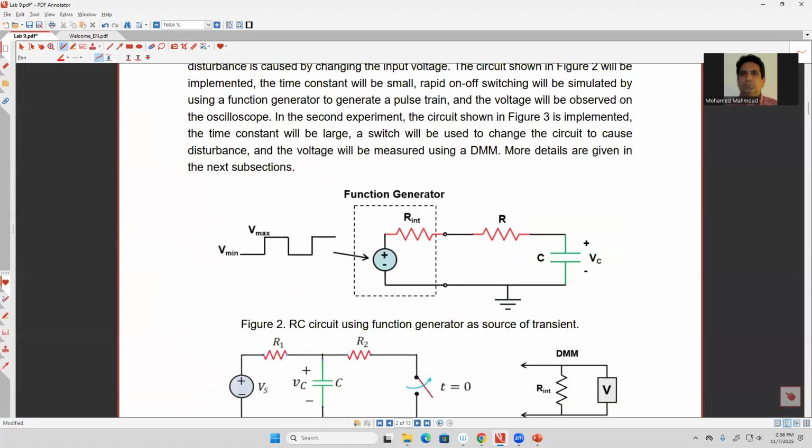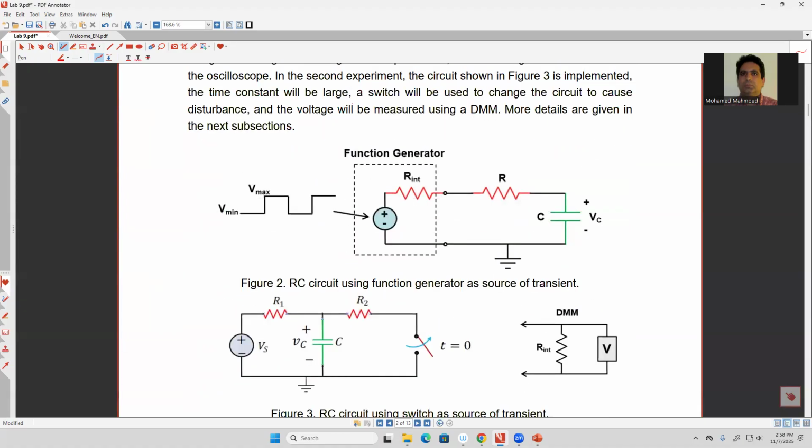So here in this lab, you are going to connect these two circuits. The difference between the two circuits is the way we are going to make a disturbance, or make the transient. In the first one, we are going to use a square wave like this one, so the disturbance happens by changing the voltage. We're going to use 0 volt and 4 volt. When the supply is 4 volt, it's going to take some time until the capacitor becomes 4 volt. And then once we make a transition from 4 volt to 0 volt, the capacitor should discharge.